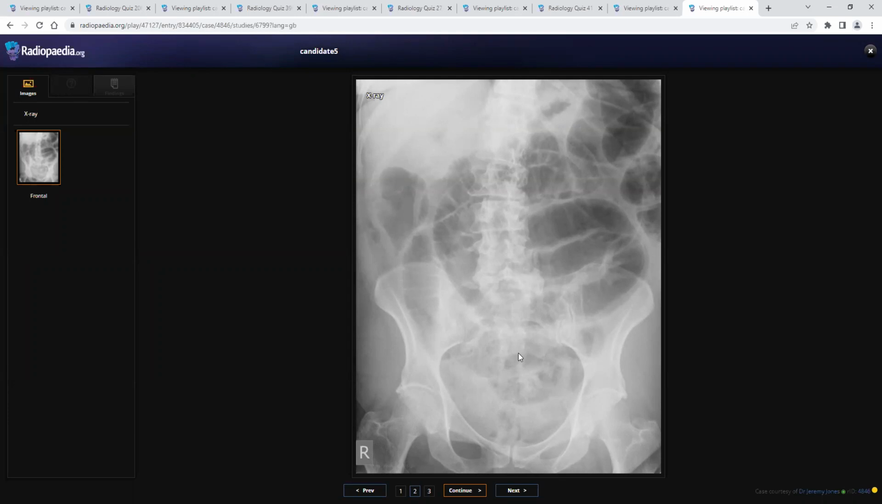I can appreciate that there is a lucency which seems to be projected over the right inferior pubic ramus. I am trying to look for any signs of pneumoperitoneum in this patient. I cannot appreciate any definite free air on this X-ray, and there are no definite lucencies projected over the liver, so there is no definite portal venous air. So in this patient, I am concerned for possibility of small bowel obstruction with pneumatosis, possibly due to a hernia.